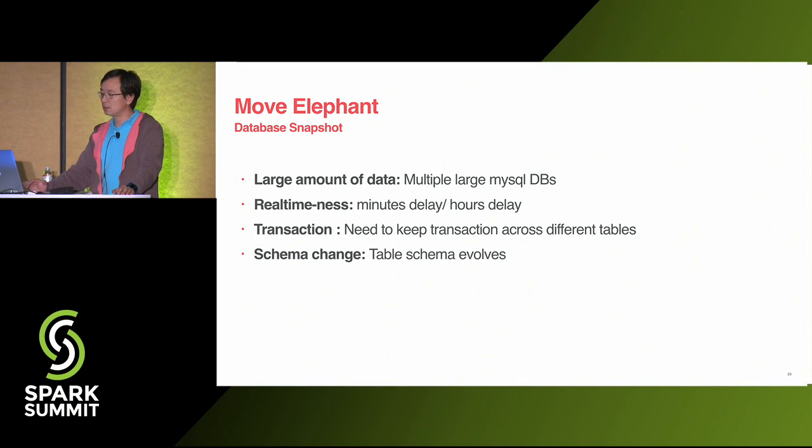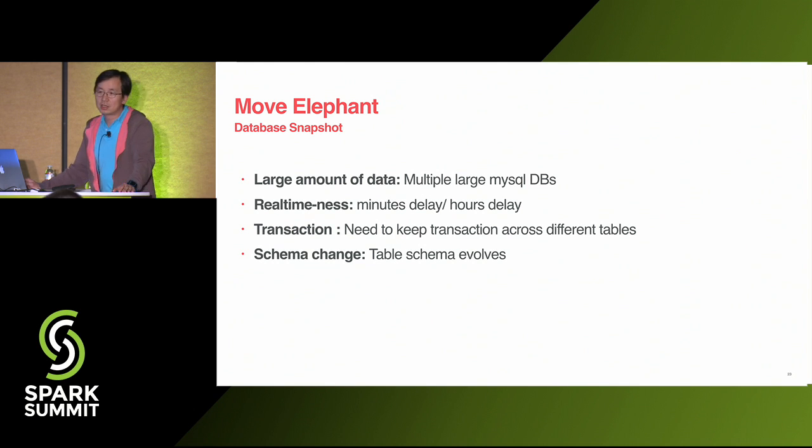The task is very simple. Basically, we want to get the data out of the production MySQL database into the Hive data warehouse. There were four major challenges for us. When the database is small, it's relatively easy. But for us, all of Airbnb's data is stored in a couple of large MySQL databases. Getting the data out of them becomes quite challenging.